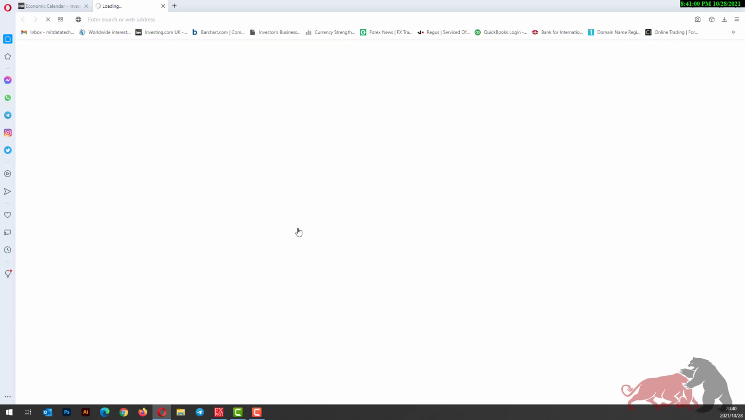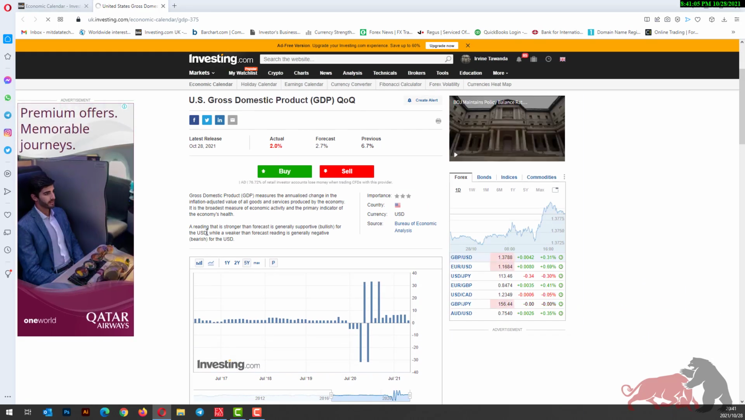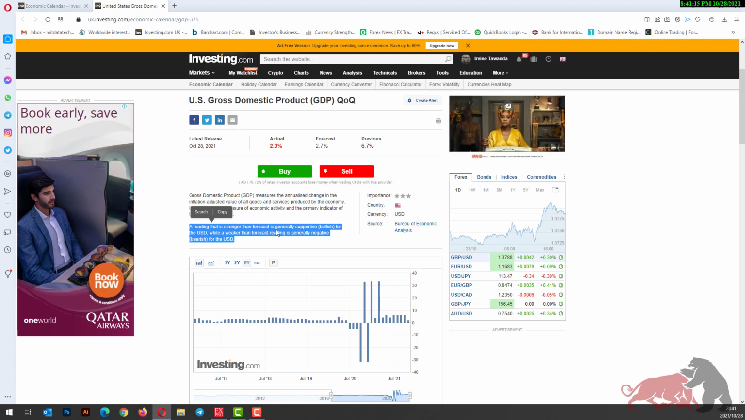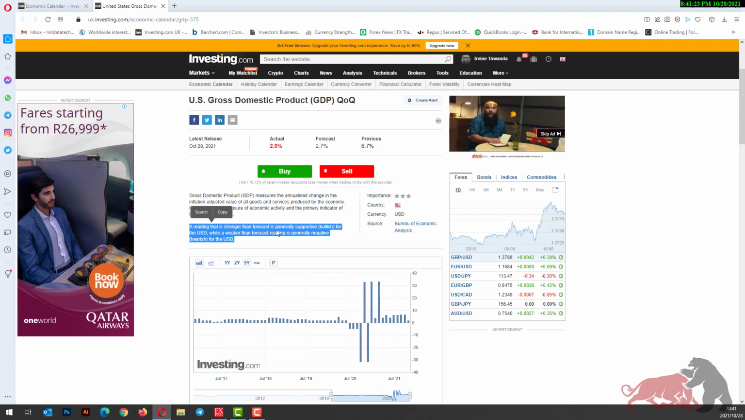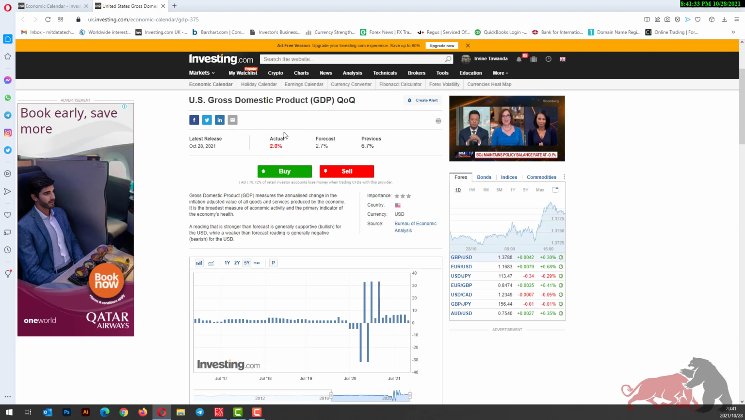You go to the GDP summary. Now, the calendar actually tells you further information, right? I'm just going to read this part here. A reading that is stronger than forecast is generally supportive, meaning our forecast was 2.7. We needed to get a number that is 2.8 and above, which we did not. While a weaker than forecast reading is generally negative for the USD, which is bearish. We saw a negative release, 2%.